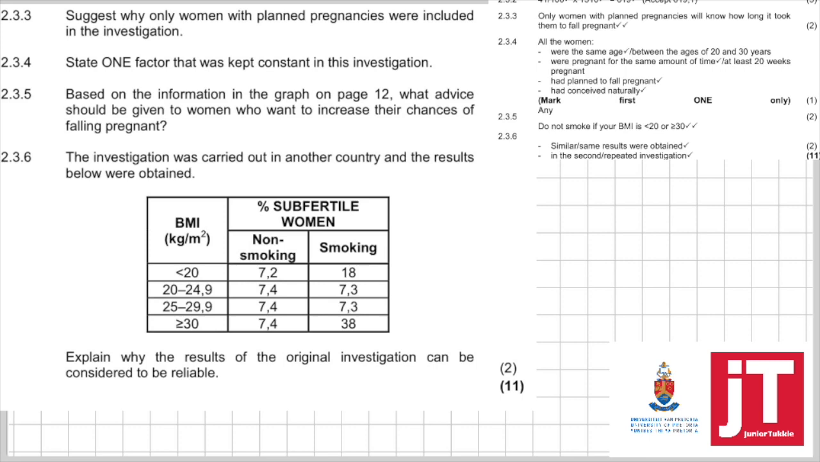2.3.3. Suggest why only women with planned pregnancies were included in this investigation. Only women that had planned pregnancies will know how long it took for them to fall pregnant.